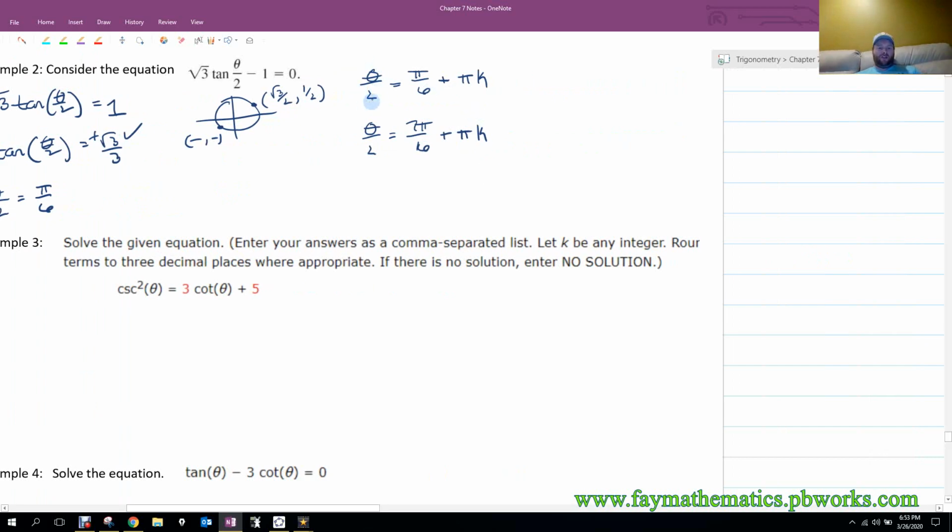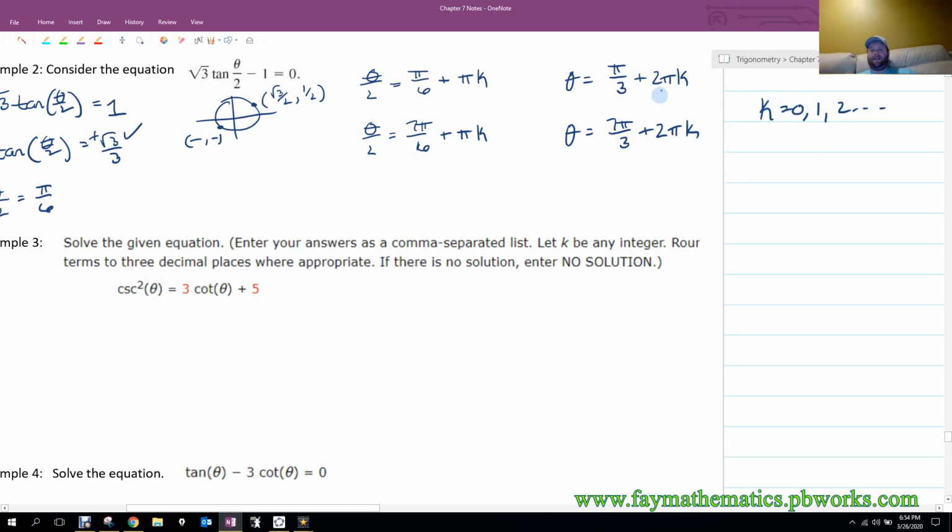I'm going to now multiply both to solve for theta. I'll multiply everything here by 2. So if I double that, theta is equal to pi over 3 plus 2 pi k. And then here, if I multiply by 2, it's going to be 7 pi over 3 plus 2 pi k. And the only thing here now is, k can still be 0, 1, 2, whatever you need it to be. But you got to pay attention.